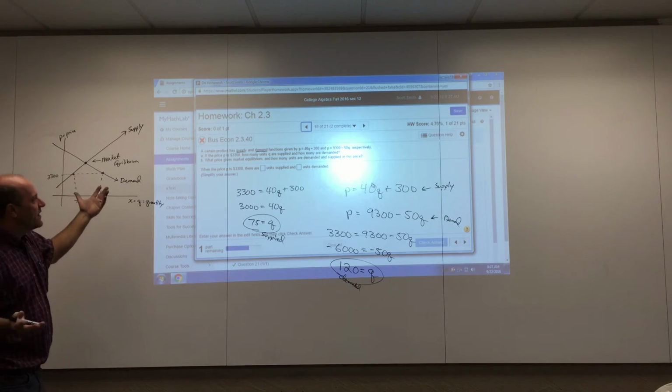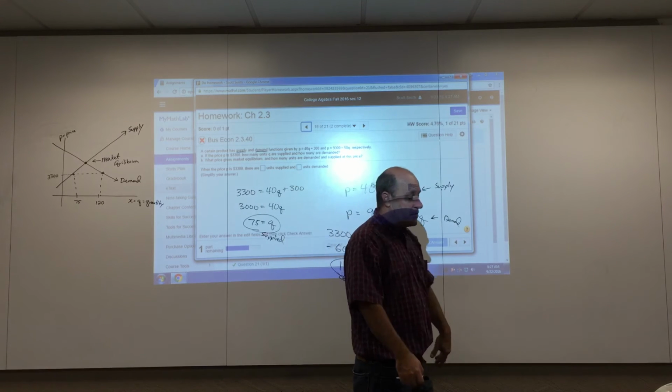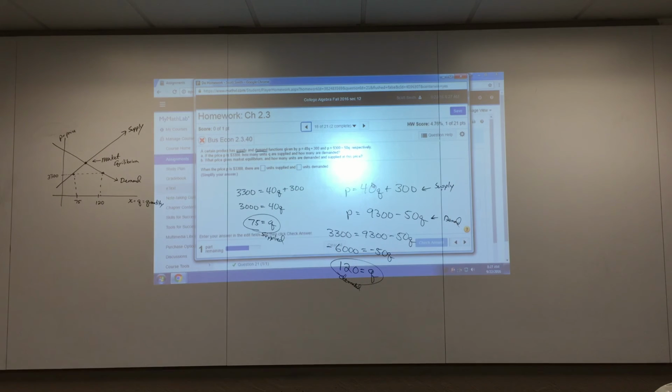So, we answered the question. When the price is 3,300, we get these two different numbers here. I'll type them in and see if I'm right. 75 are supplied, is that what we said? And 120 are demanded. Cool.